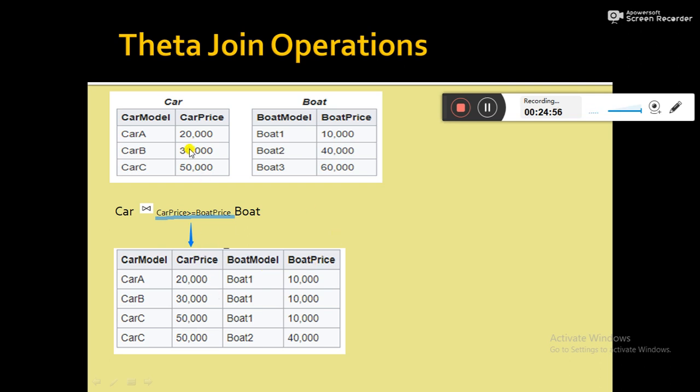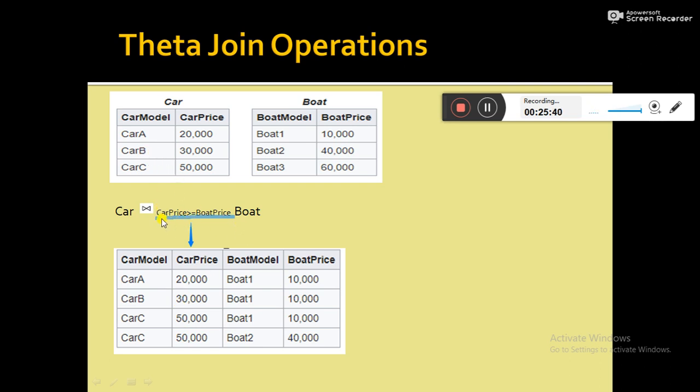The point to note is that the car relation and the boat relation do not have any common attribute, but still we can do the theta join operation. In that case, you cannot do a natural join because they do not have any common attribute. So if we perform car theta join boat, the schema will be all the attributes from car and all the attributes from boat together. As far as the data is concerned, the tuples will be selected based on the condition.